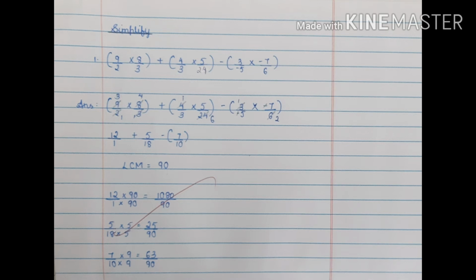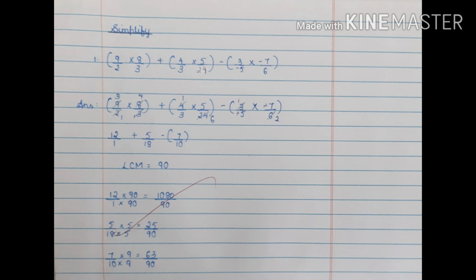As the denominators are unequal, we must find the LCM. So the LCM is 90. So take the first number, which is 12 by 1. As the denominator is not equal to 90, we must multiply the denominator with a number as well as the numerator. So 1 into 90 gives us 90. So we must multiply 90 with the numerator 12, which gives us 1080, which becomes 1080 by 90.